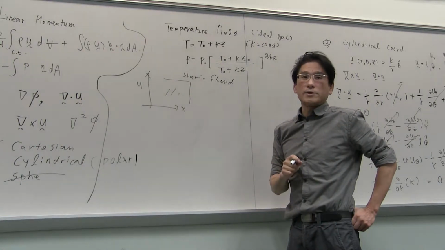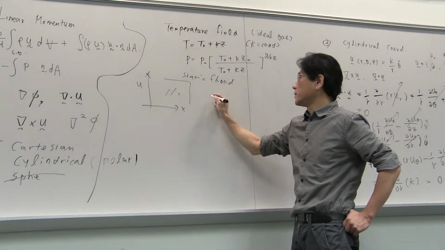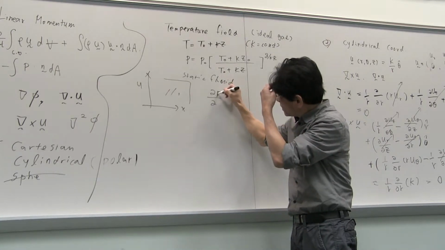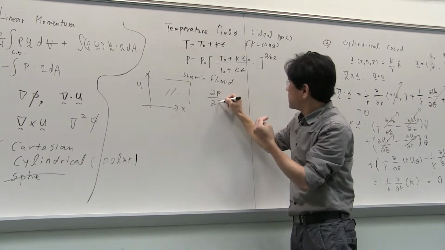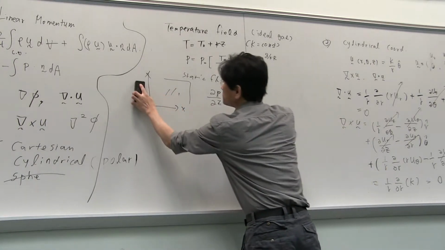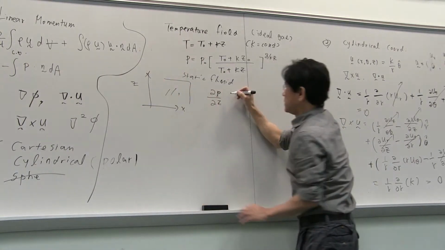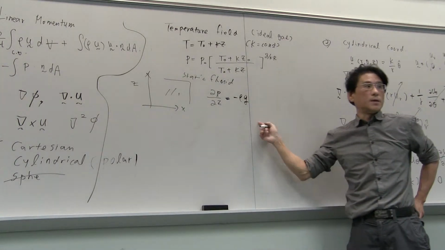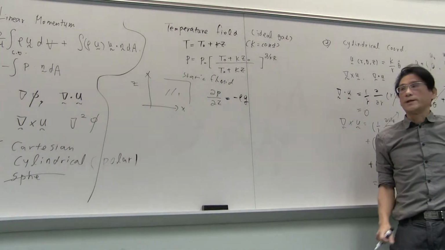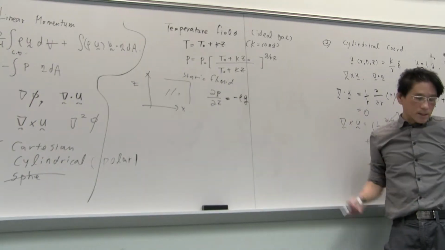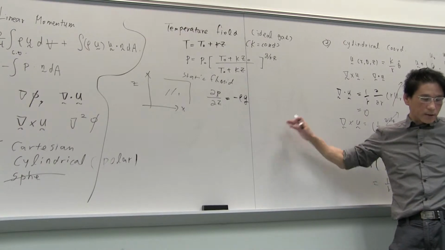What is going to be the hydrostatic pressure here? So it's going to be, say, dP/dz. I'm going to use z here, right? So dP/dz is negative rho g, right? So this is for a fluid at rest, the equation. It's not moving, so this follows the rule of hydrostatic equilibrium.